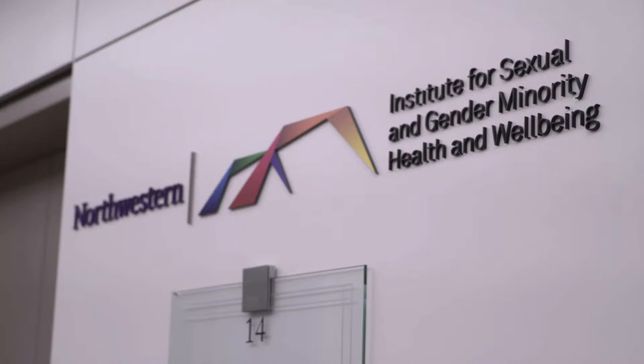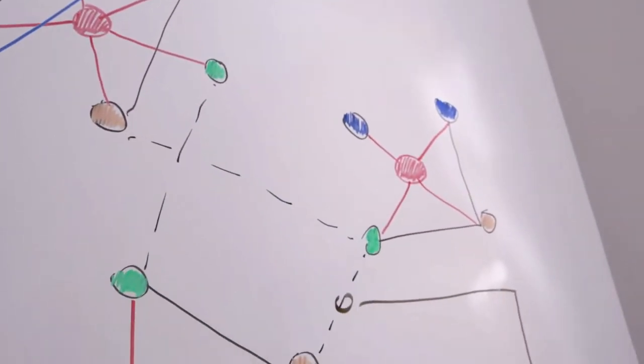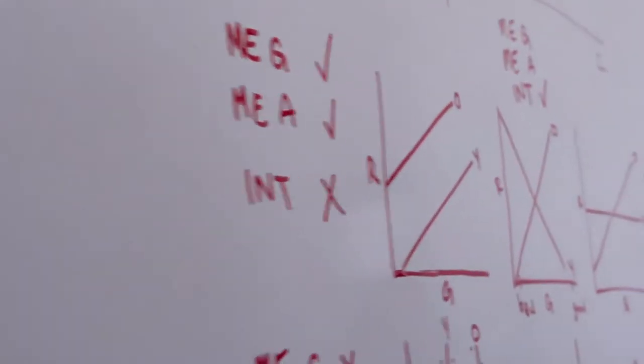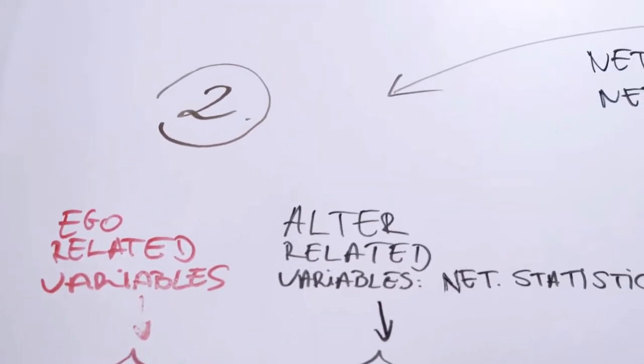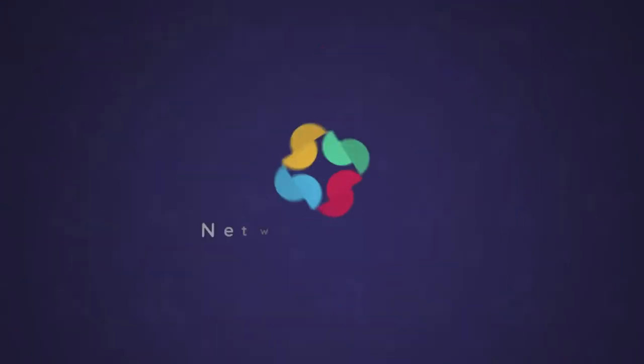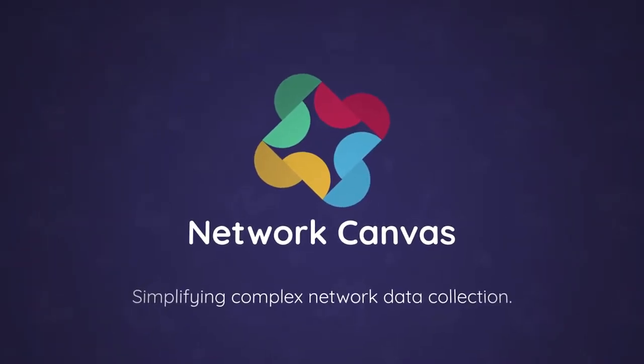The science of networks has been growing for quite a while, and we know from that science that people's attitudes and their behaviors are in large part influenced by the networks in which they are embedded. The question then is, how do we find out what are the networks in which people are embedded? When we want to understand what drives a complex behavior or causes one group to experience the world differently from another, we need to look to the structural contexts in which people are embedded. This is why we created Network Canvas, a collection of software designed to simplify complex network data collection.